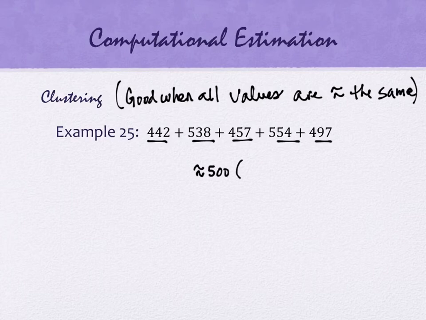And there are how many of them? 5. So what is 500 times 5? Yep, 2,500.